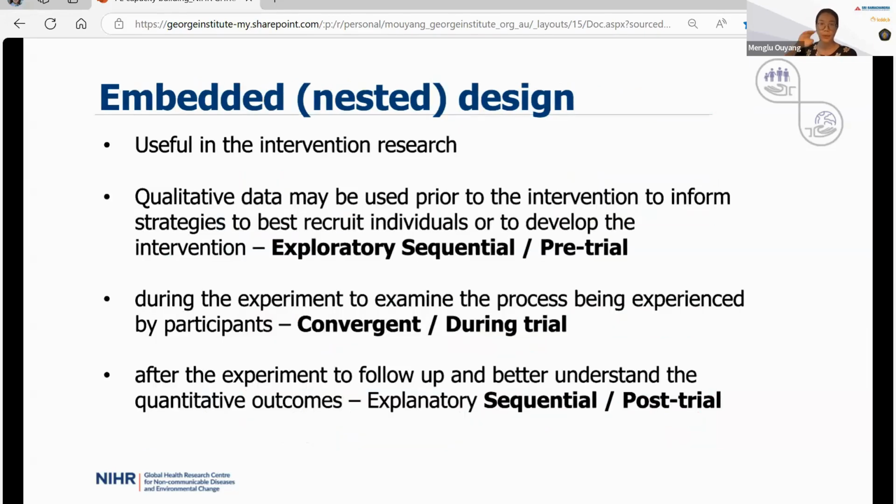So usually the mixed methods design can be embedded into the intervention research or program, because it can help both to explore the results from a big quantitative trial, or it can help us to examine the process that is experienced by the participants, which can be a convergent design. And also it can help us to explain the results, for example, like a post-trial process evaluation.